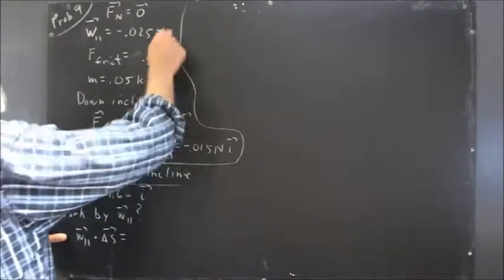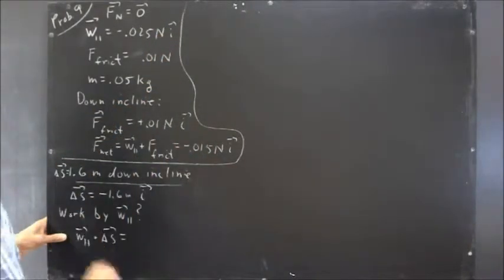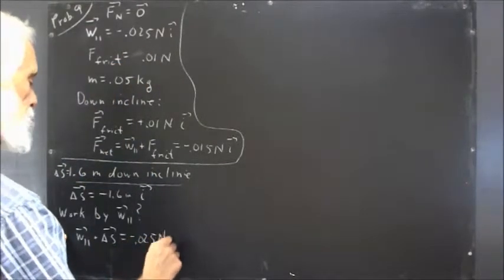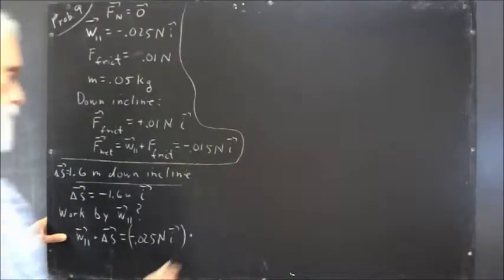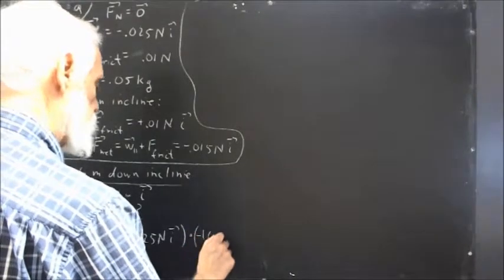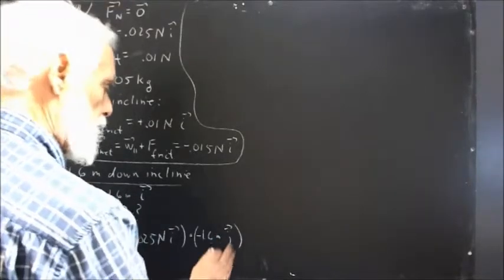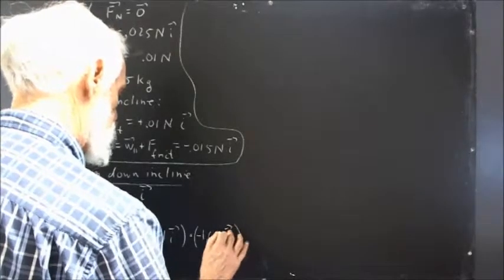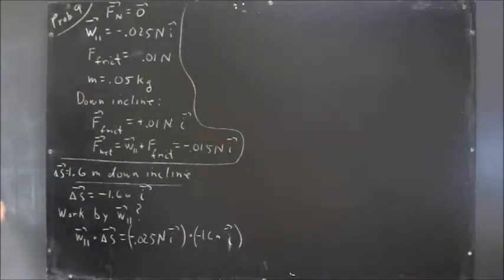which is, let's see if I left the I off of anything else. Okay, which is negative 0.025 newtons times I dotted with negative 1.6 meters times I. Not sure where that J came from. There's not one on the board, so obviously misfire of neurons in somebody's head.